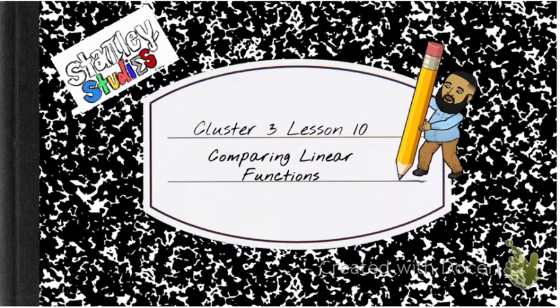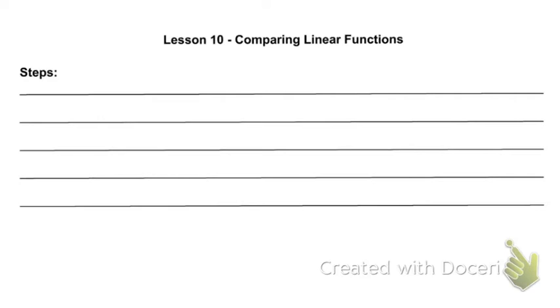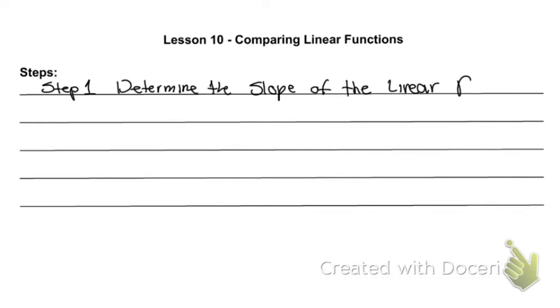Alright class, today we're going to talk about Cluster 3, Lesson 10, Comparing Linear Functions. Now, in order for us to compare linear functions, we're going to go through a couple steps. Step 1 is that we have to determine the slope of the actual linear function. The way we found slope before was either we used the mini table or we did y2 minus y1 over x2 minus x1, whatever one you prefer.